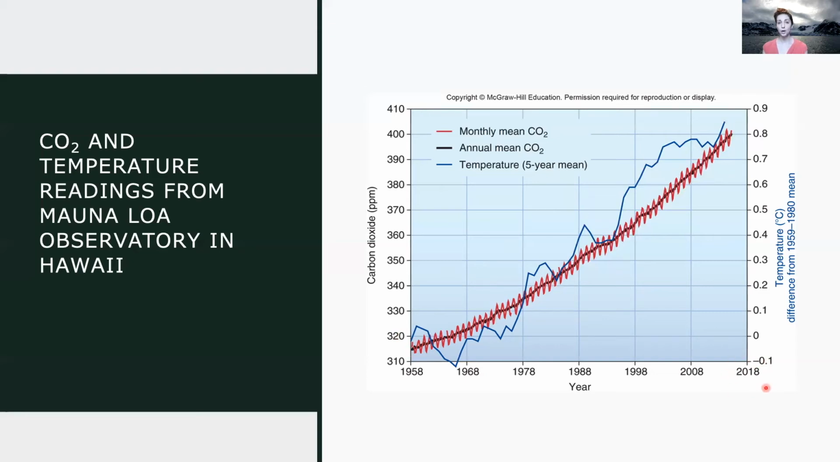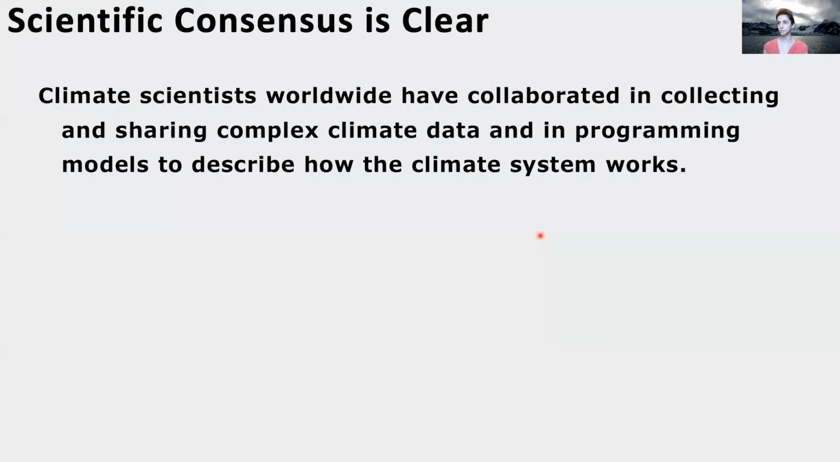So how does that track with our temperature increases? Well, we do see by and large that temperature has been increasing alongside increases in atmospheric CO2. There are bumps and wiggles, but by and large, the trend is undeniable. There's an increase simultaneously in both CO2 and temperatures.